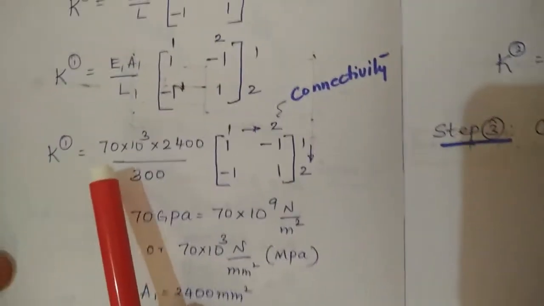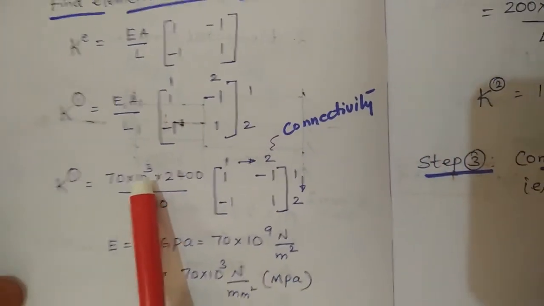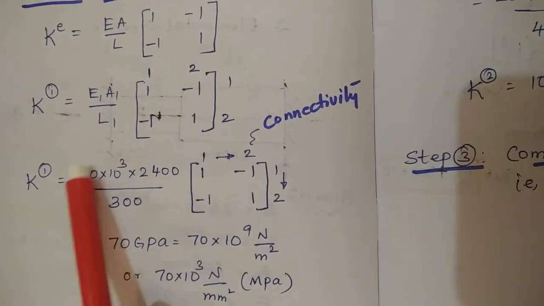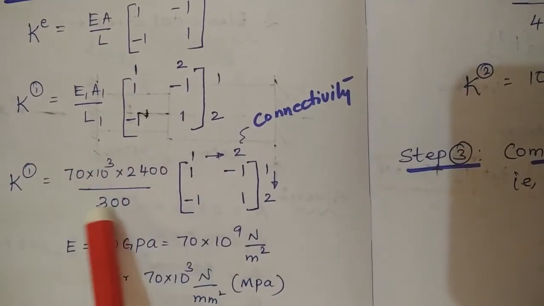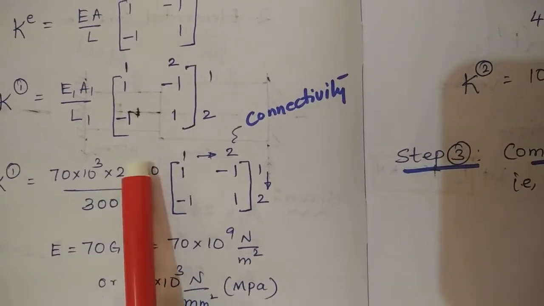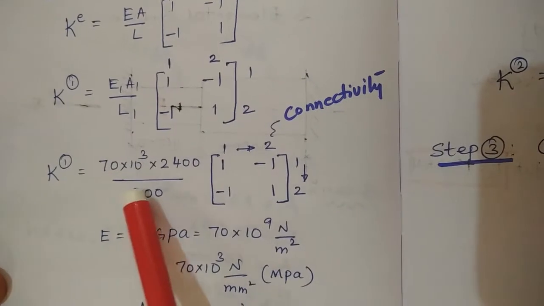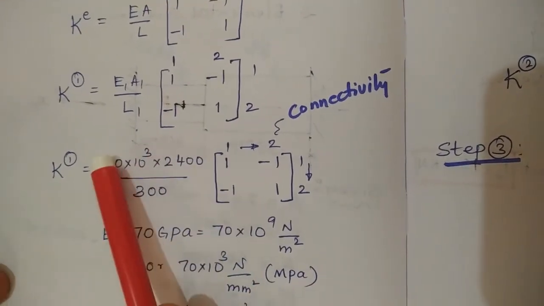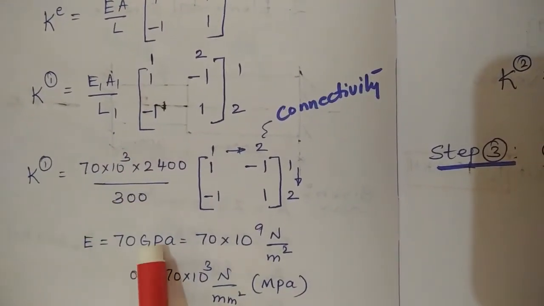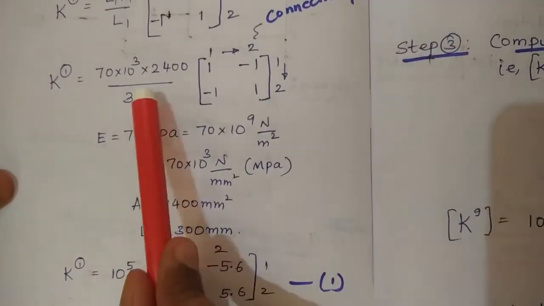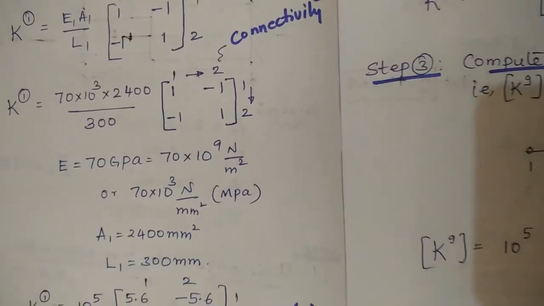Now substitute the values. 70 into 10 raised to 3, 2400 by 300. Keep all the values in one units, either meters or mm or centimeters. Okay, nowadays you need to follow the SI unit, so better you keep it in common units. So this is 70 GPa, so I'll convert into MPa, which is Newton per mm square. Then area, then length, I'll substitute. Okay, have a look into it.